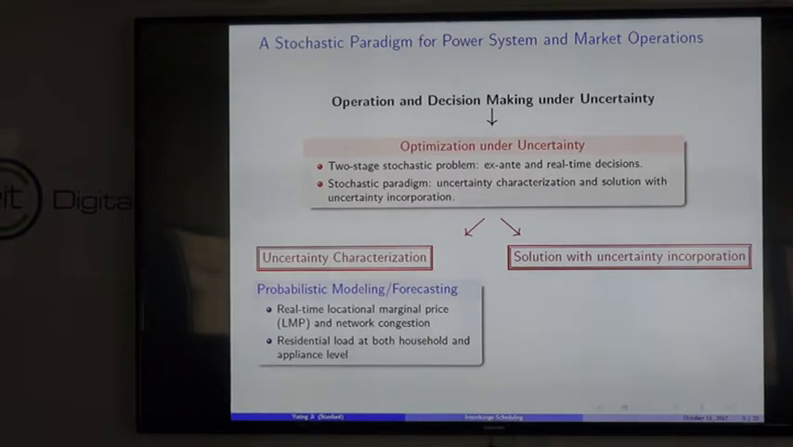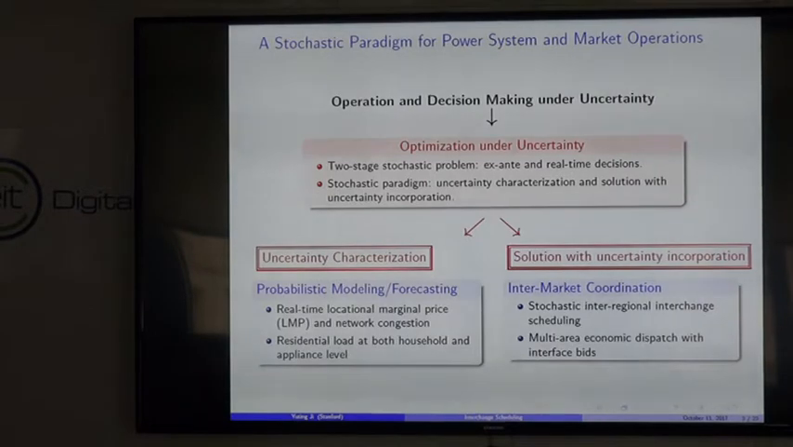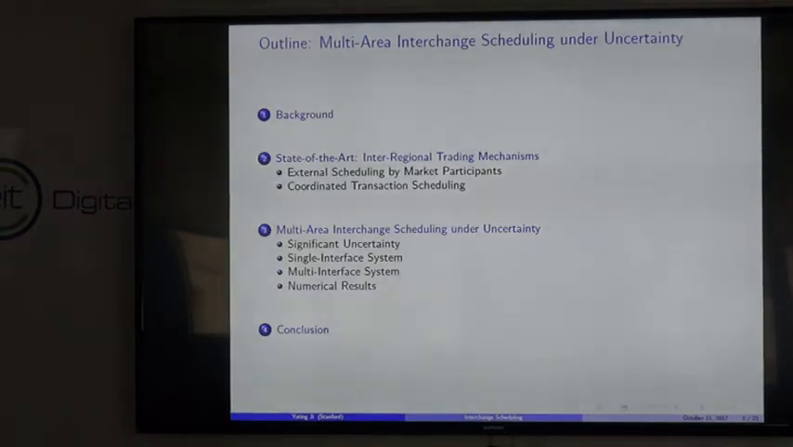For the second component, once we have this uncertainty characterization, we have to develop a solution considering the uncertainty in the future. For that, the main problem I've considered is inter-market coordination. The first, which is today's focus, is stochastic inter-regional interchange scheduling. And the second part is multi-area economic dispatch with interface bids. So let's come to today's outline. I'll give a background on this problem and the state-of-the-art techniques implemented in the US electric grid, and then come to the proposed technique for the stochastic scheduling.